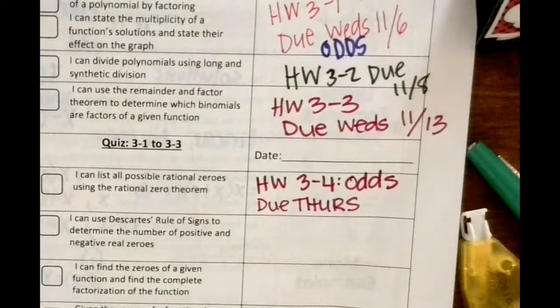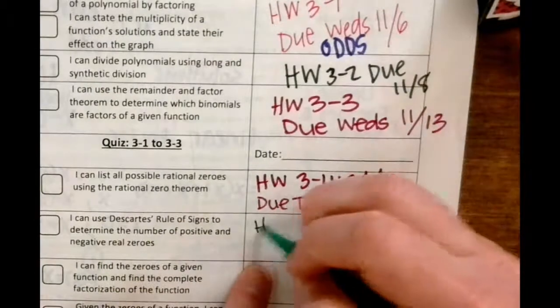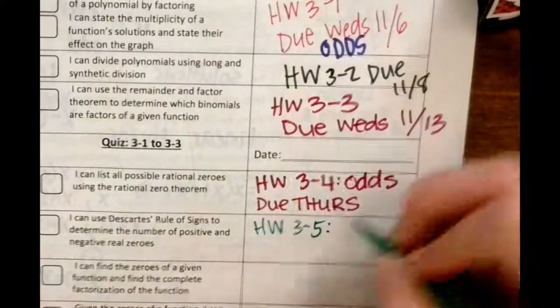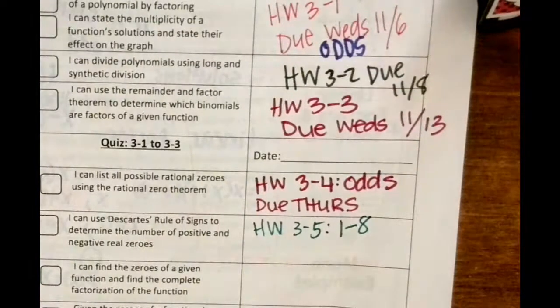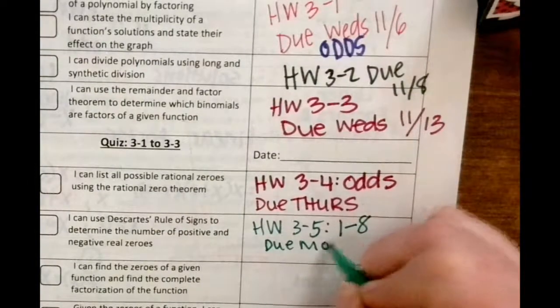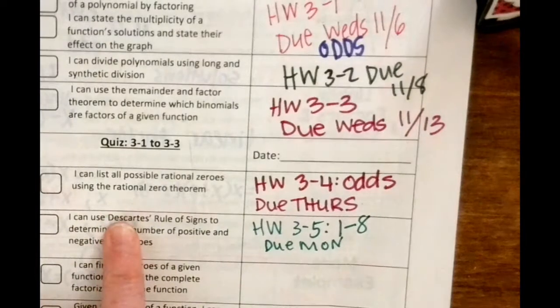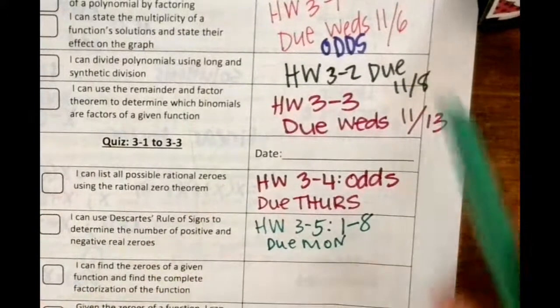Okay, for 3-5, you're only going to have 5 questions for homework. Sorry, not 5. 1 through 8. Okay, just 1 through 8 for your homework tonight. That'll be due Monday. And we'll learn about Descartes' rule of signs on Monday. So we'll just do the first part, 1 through 8 of your homework.